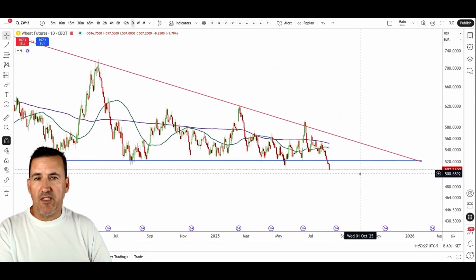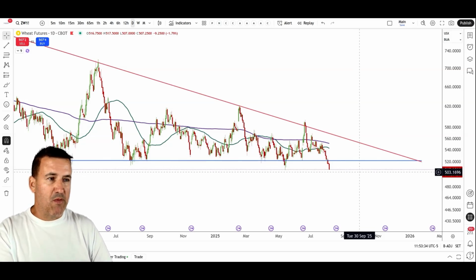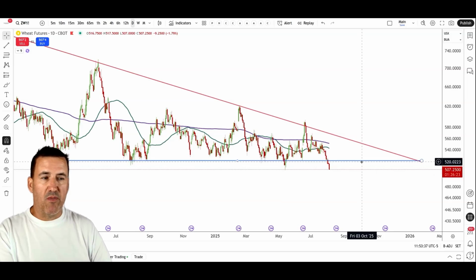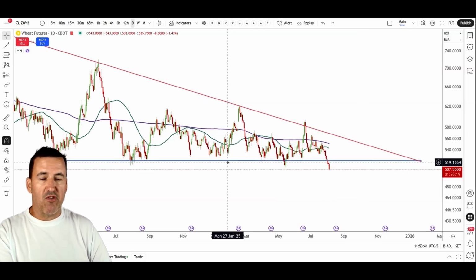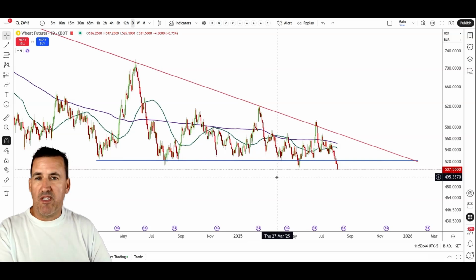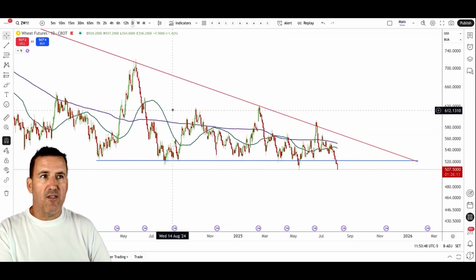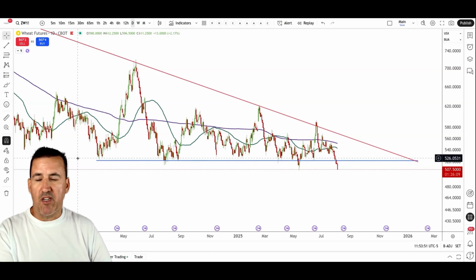I'd be really interested to see how it handles this $5 level. Again, it's a psychologically significant round number. Maybe we get a rally from there. Maybe it acts as support, and we get a rally back up to this 520 level, this trend line. But until we see that happening or see some signs of strength, it's really difficult to count on that happening. We can anticipate it, but we can't count on it at this point.